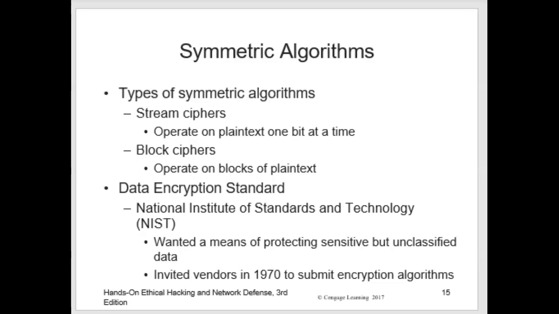Now, continuing then with symmetric algorithms, right? The two types of symmetric algorithms used currently are stream ciphers and block ciphers. Now, stream ciphers operate on plain text one bit at a time. It's in a stream, so every bit, basically, right? Which makes these algorithms great candidates for hardware or chip level encryption, because there's a lot to encrypt when you're doing it one bit at a time.